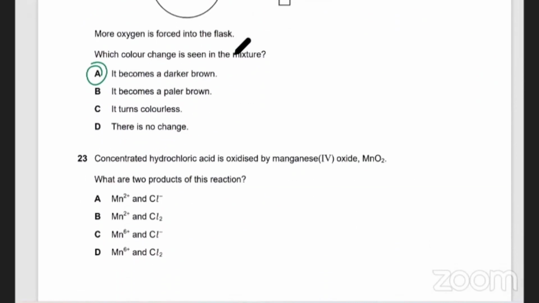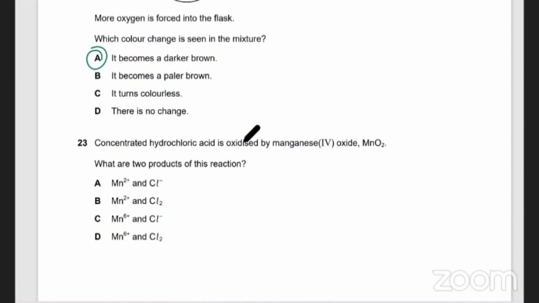So, अभी भी टाइम है, पूरा खत्म करने की कोशिश करते हैं. अच्छा, concentrated hydrochloric acid is oxidized by MnO2. What are the two products of concentrated hydrochloric acid oxidized by manganese oxide?